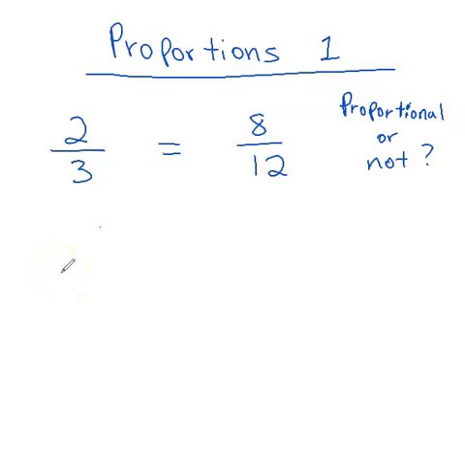Today we're going to be talking about proportions, part one. So we have these two fractions here. We want to find out: are they proportional or not? So 2 over 3 equals 8 over 12.